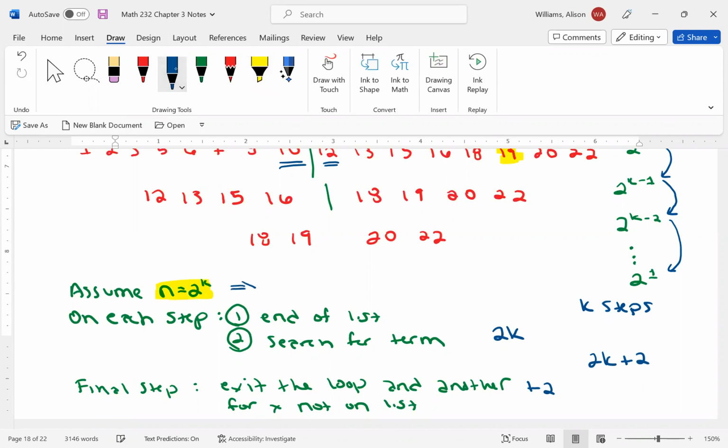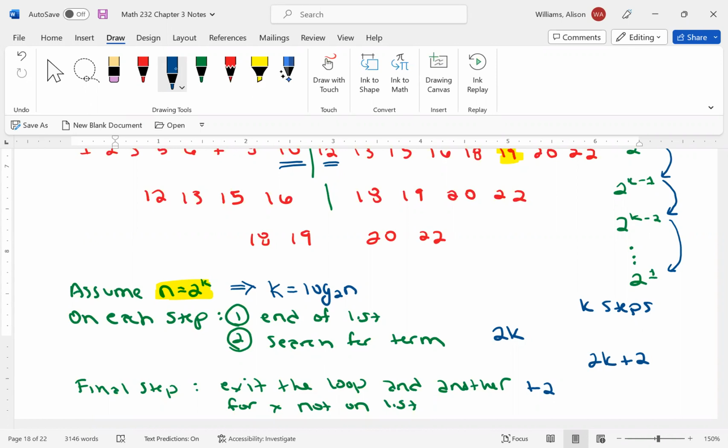Really, what we're saying, if you use a logarithm, is that k equals log base 2 of n. That's changing it to logarithmic form. So we can then instead use a logarithm to describe k so that it has an n instead.